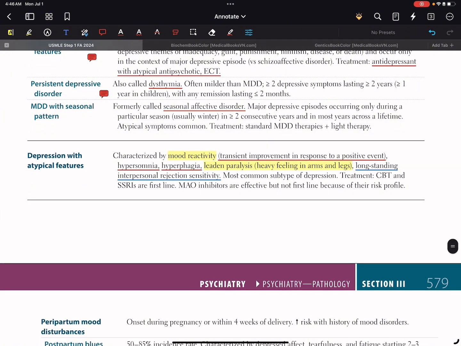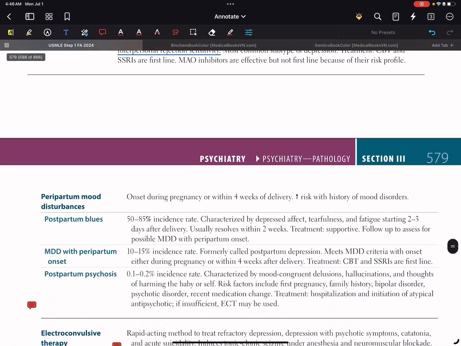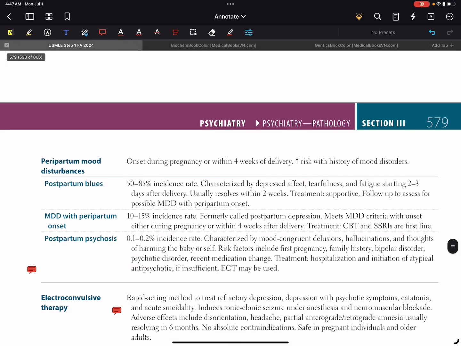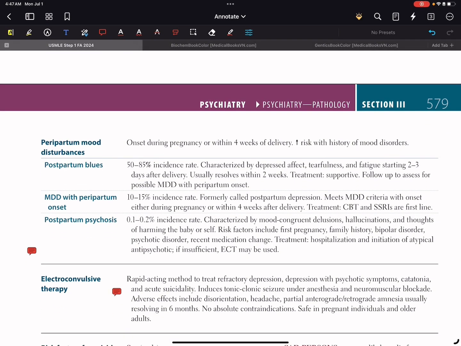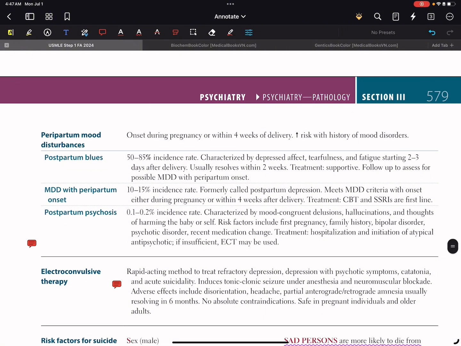Treatment: CBT and SSRIs. MAO inhibitors are effective but not first line because of their risk profile. Peripartum mood disturbances have onset during pregnancy or within 4 weeks of delivery, with increased risk with a history of mood disorders. Postpartum blues, 50 to 85% incidence rate, is characterized by depressed affect, tearfulness, and fatigue starting 2-3 days after delivery, and usually resolves within 2 weeks. Treatment is supportive follow-up to assess for possible MDD with peripartum onset.